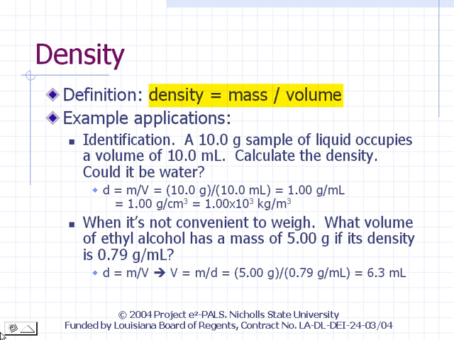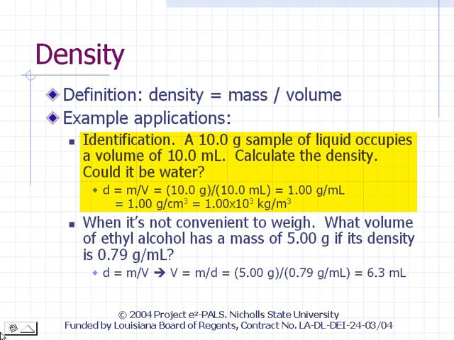Density is defined as mass per unit volume. To calculate the density of an object, we simply take its mass and divide it by its volume. Here are some examples illustrating the application of this simple concept. The density of an object depends on what it is made of. So, density can be used to help in identification.